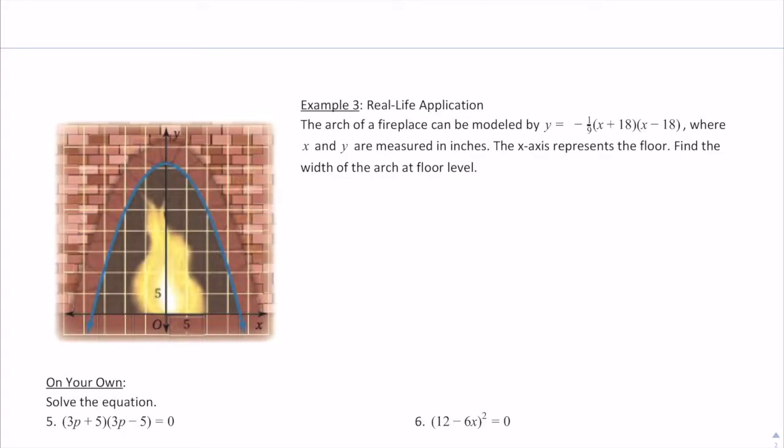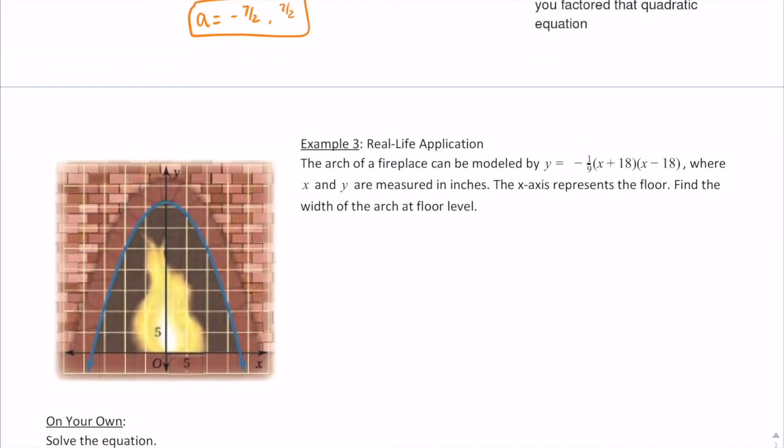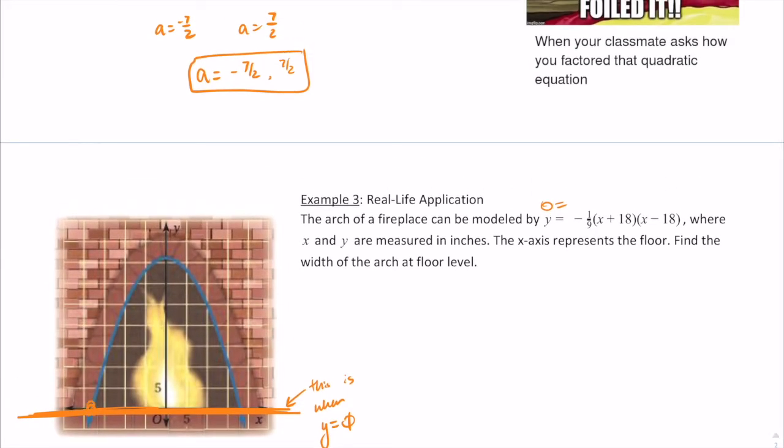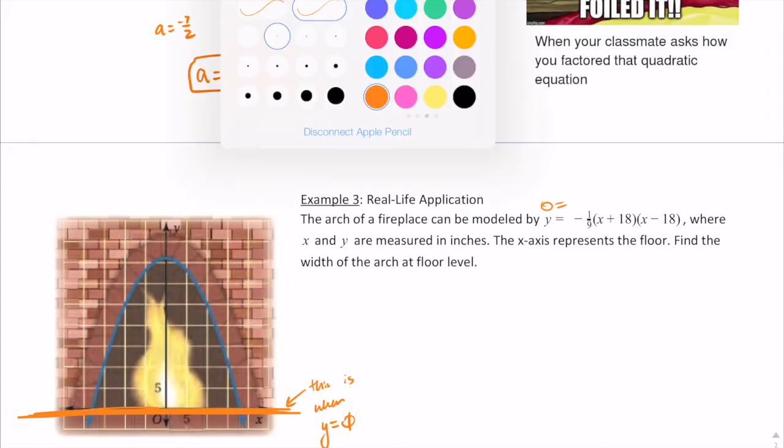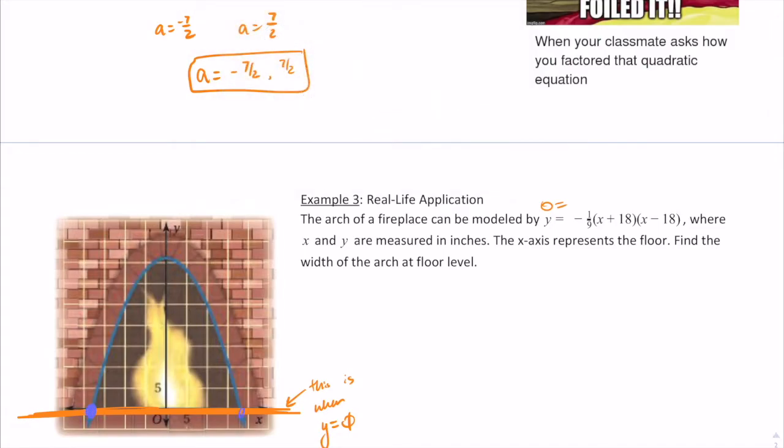So, as we said earlier, we're setting this equal to 0. Why? Even though it doesn't have a 0, you're figuring out when it is at floor level. Here is the floor level, right? This is when y equals 0. So you're trying to figure out this point right here and this point right here. This is when y is equal to 0. So that's why I set this equation all equal to 0. So 0 is equal to negative 1 over 9 times x plus 18 times x minus 18.